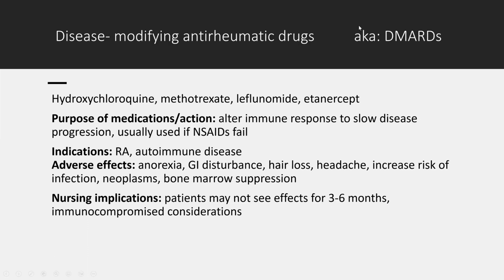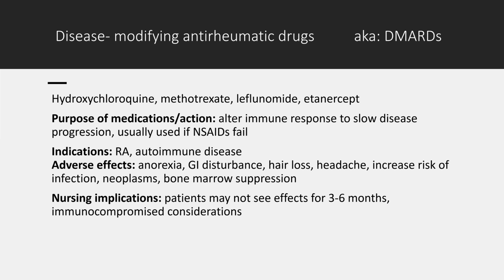Okay, so disease-modifying anti-rheumatic drugs. So that's going to be your hydroxychloroquine, methotrexate. These are used to alter the immune response and slow disease progression if NSAIDs have failed to work. They're indicated for rheumatoid arthritis or autoimmune diseases.